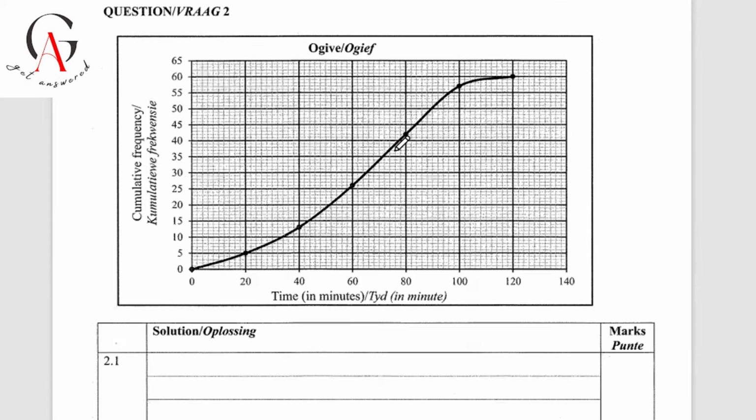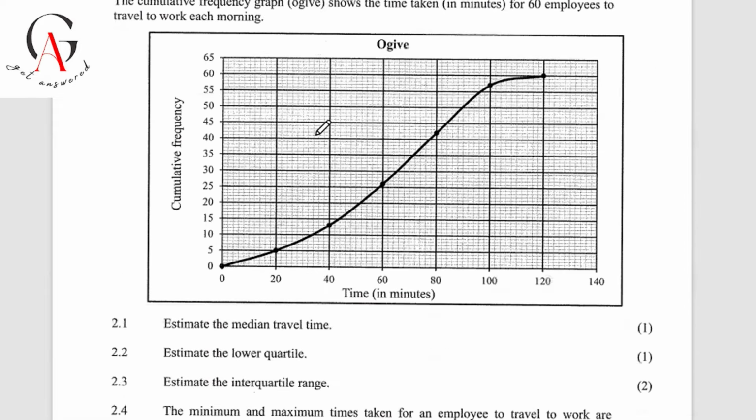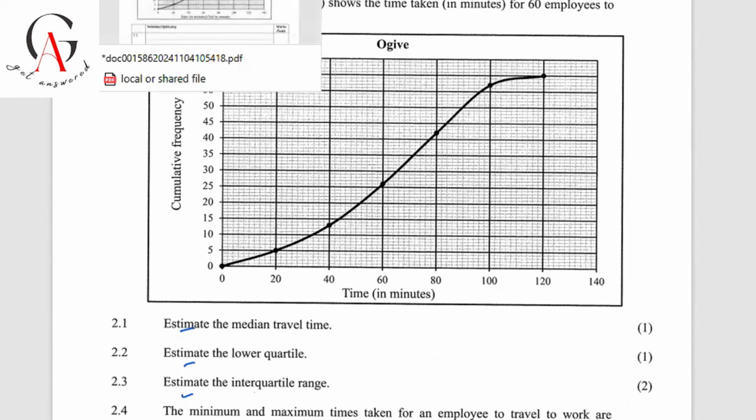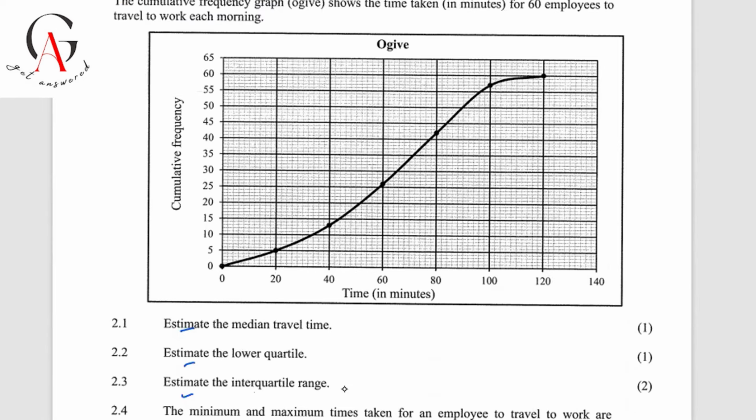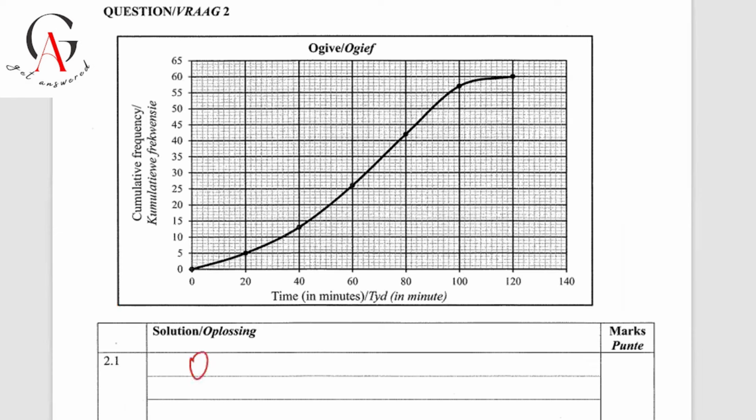Okay, then question number 2, we are given the cumulative frequency graph, the ogive, and we need to answer questions. So number 1, they want us to estimate the median. Remember, we are estimating, so our answers might be slightly different by just decimals or a few numbers. To get the median, there is that formula that we normally use: Q2 is a half of n plus 1, if we are looking for the position.